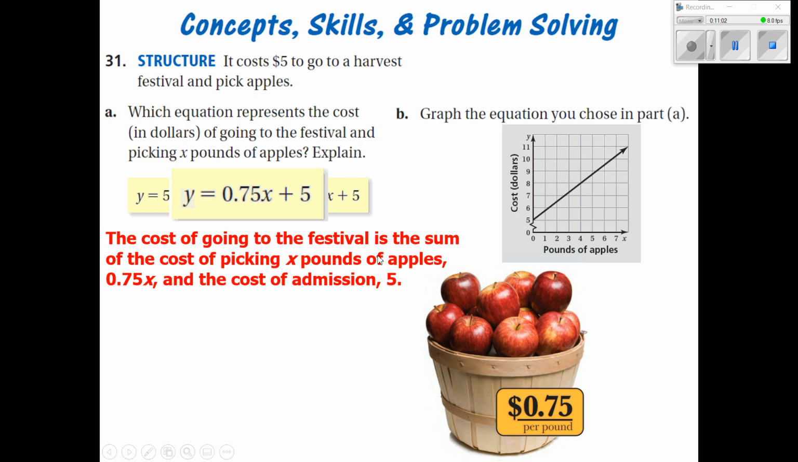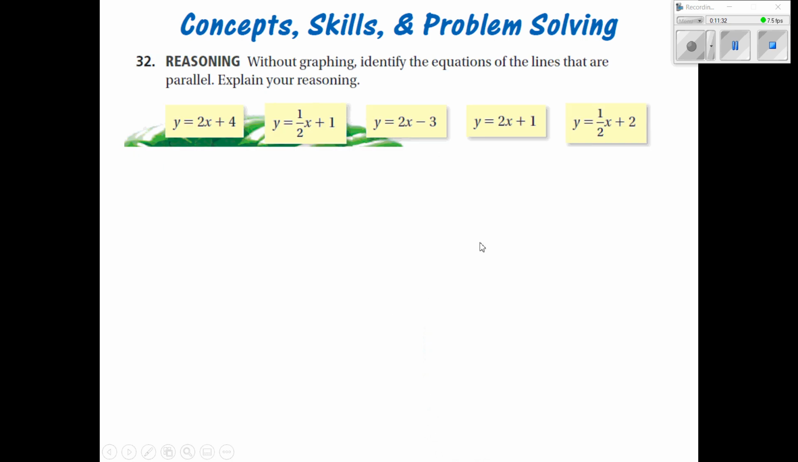The cost of going to the festival is the sum of, in other words, added to, the cost of picking x pounds of apples, where the apples are 0.75x and the cost of admission is $5. So I'm going to start here on the y-axis at 5, and I'm going to go up 0.75 and over 1, 0.75 and over 1, okay? And I'm going to keep doing that. All right, number 32 is yours to do.